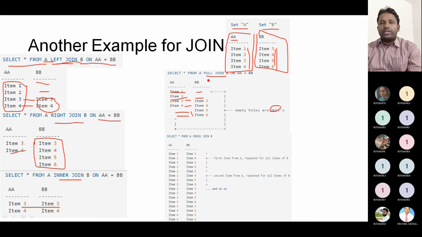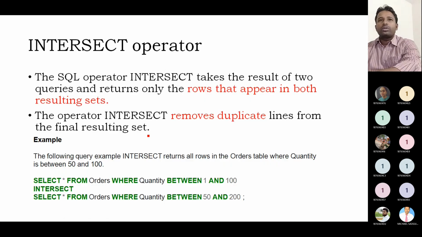Both in the left hand side table, leftover rows and right hand side leftover rows, both will be included in the output. Finally, cross join. That is nothing but Cartesian product. What will happen? 1 is combined with 3, 1 is combined with 4, 1 combined with 5, 1 combined with 6. Means what? The first item in the first table is combined with all the items in the second table. Similarly, the second item in the first table is combined with all the items in the second table. So that is what cross join.